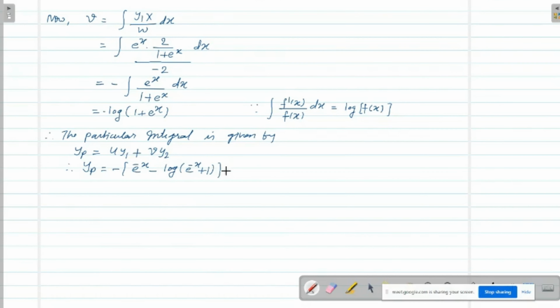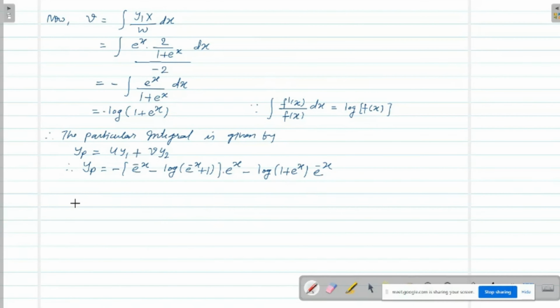But what is y1? y1 is e raised to x, and plus v. Your v is negative of log of 1 plus e raised to x, so we write minus log of 1 plus e raised to x into y2. y2 is e raised to minus x. Okay, so this is your particular integral. Now just multiply inside the bracket, or don't multiply.